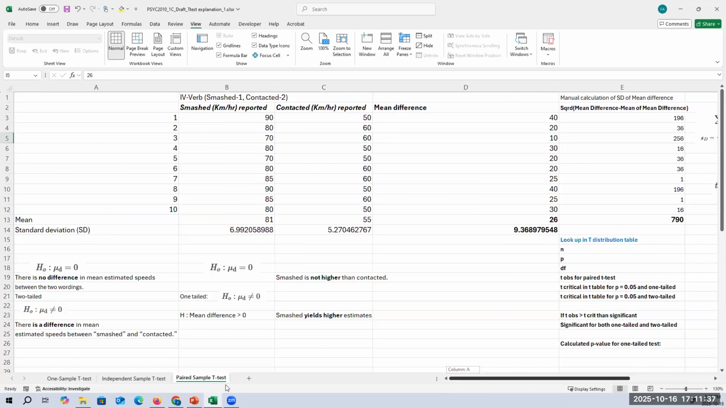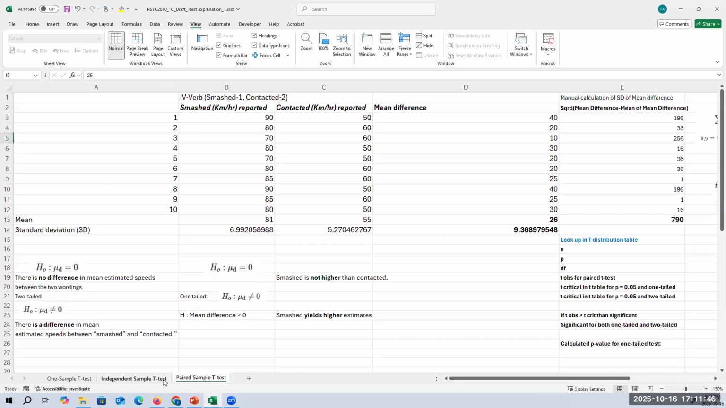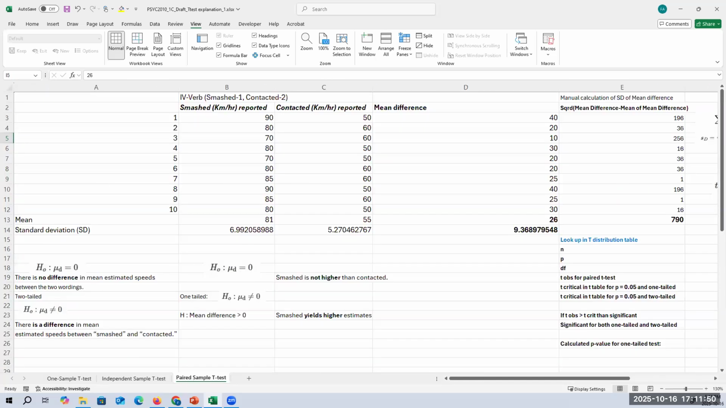All right, so I hope that it helps you in terms of understanding a t-test, in terms of the independent sample t-test, the paired sample t-test and the one sample t-test.